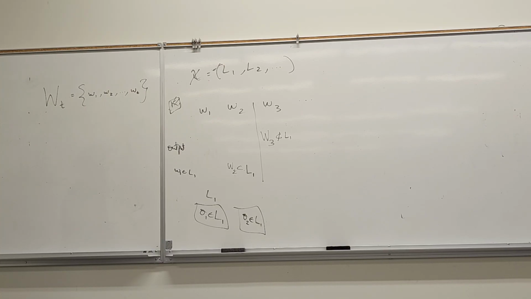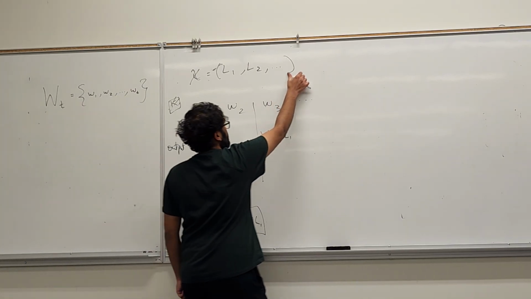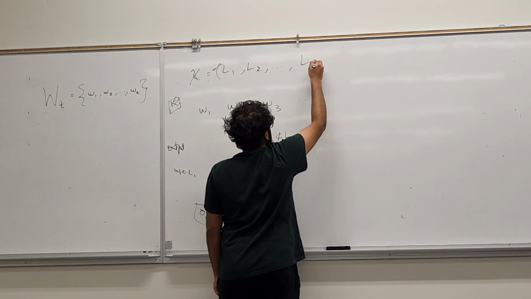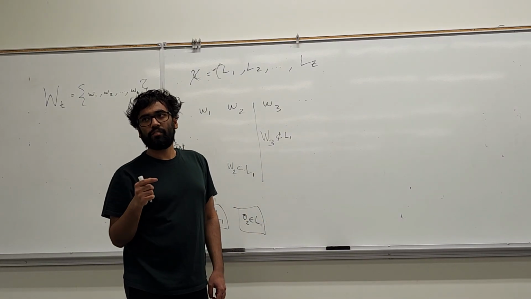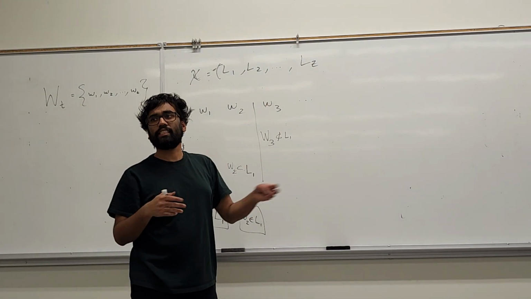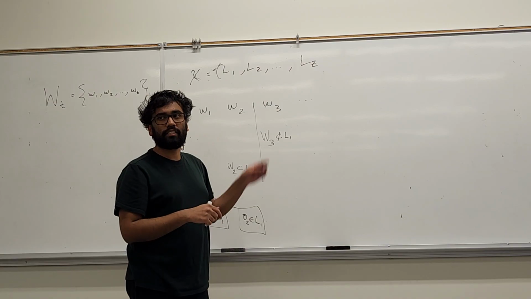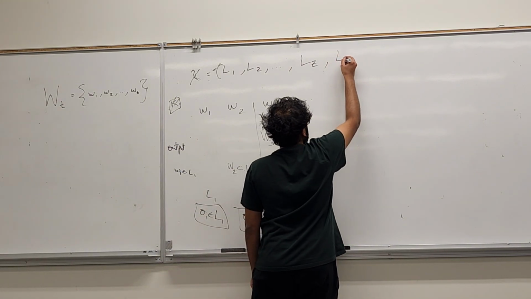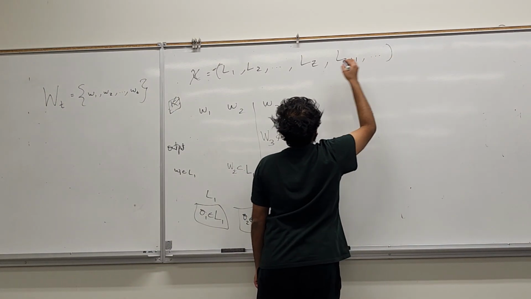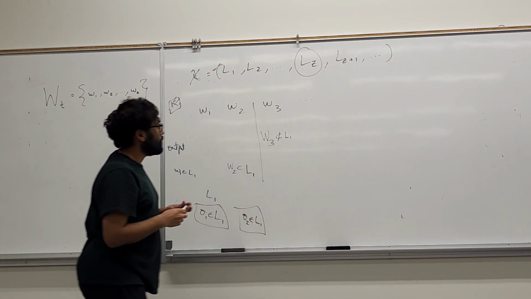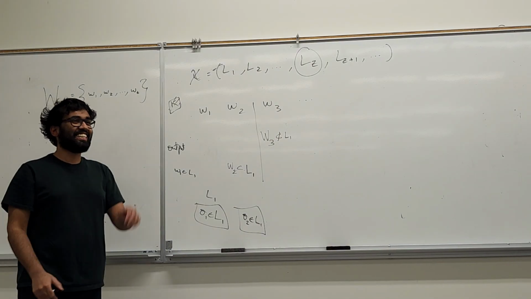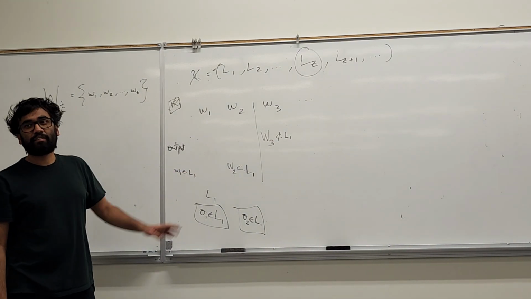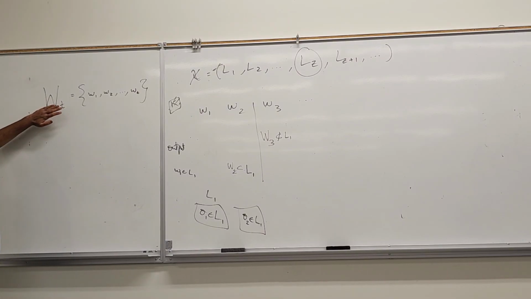So let's say there's some language LZ, where Z is the index such that LZ is equal to K. That's the true language. Make sense? And then LZ plus 1 and so on. Okay, I think it's clear enough, thank you. So at each time step I check if this capital W set is in my current candidate language. If it's not, I'll move forward. Make sense? Okay, this is the algorithm.